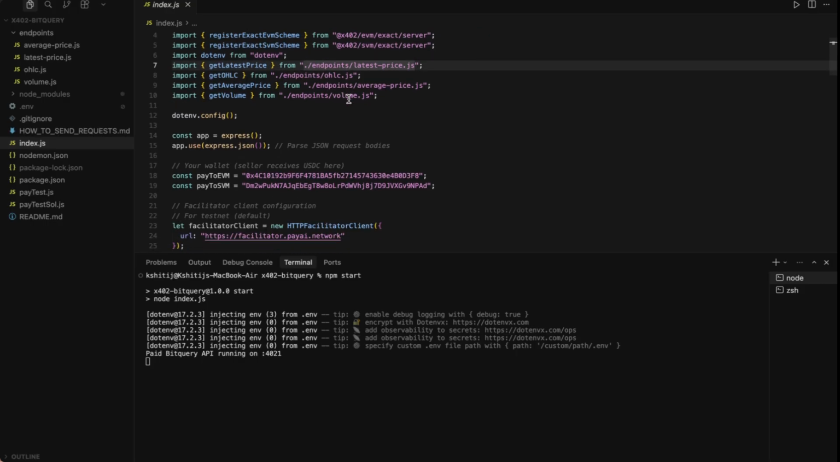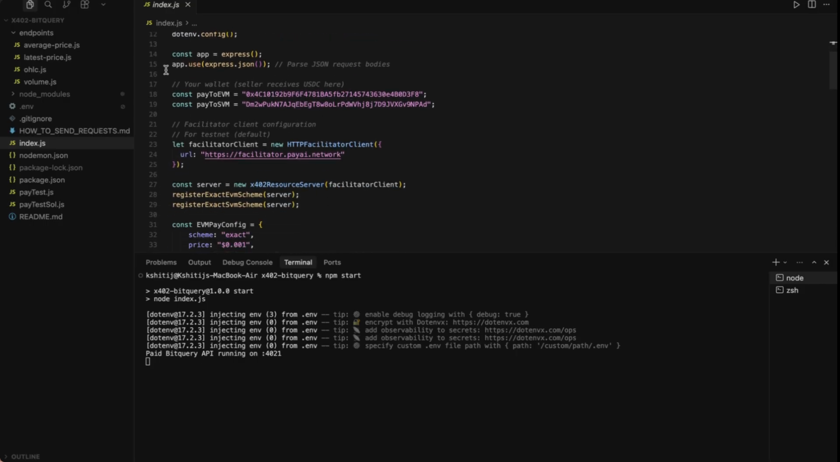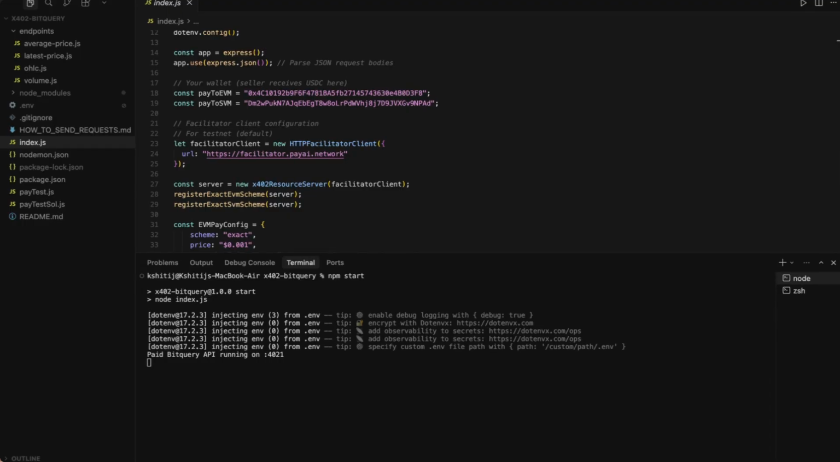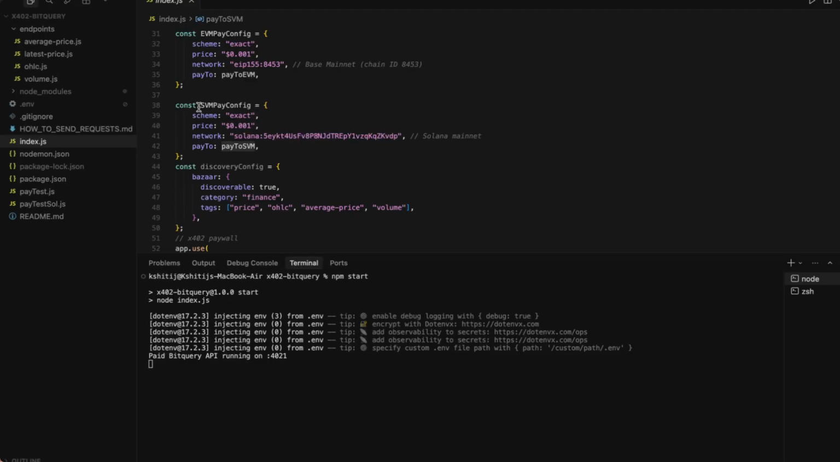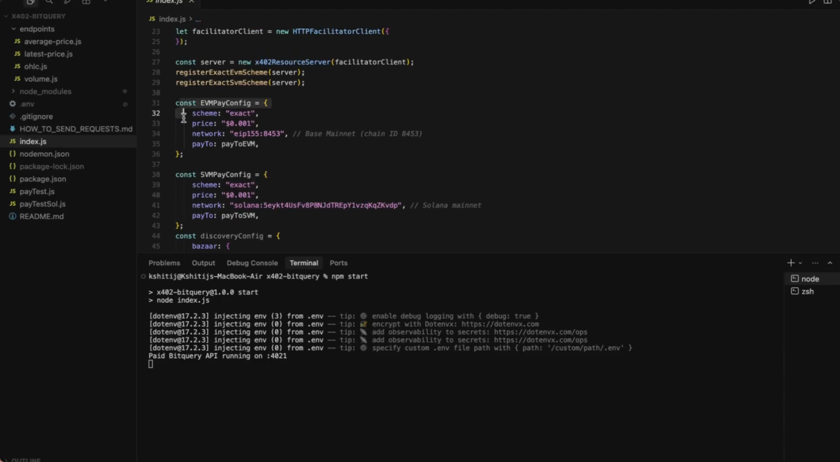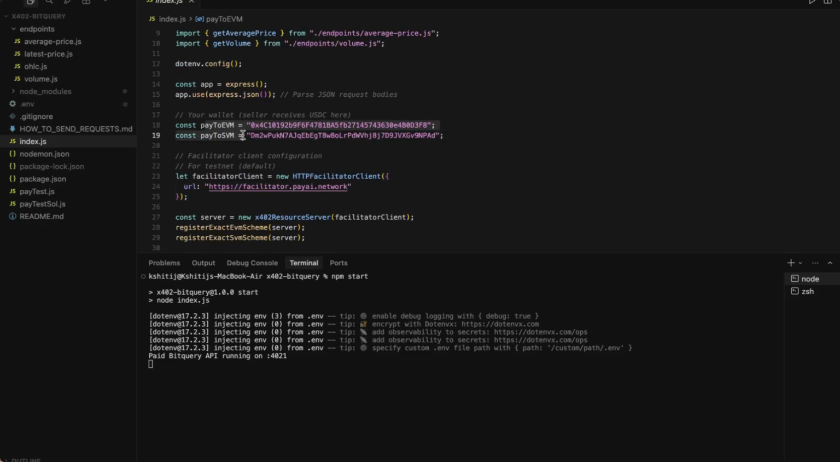This is designed as a reusable x402 service, a backend that real applications, scripts, or AI agents can integrate with. The server registers an EVM payment scheme for Base, a Solana payment scheme for Solana, and each route declares exactly how much it costs, which network it supports, and where the payment is settled, that is, the payment address.